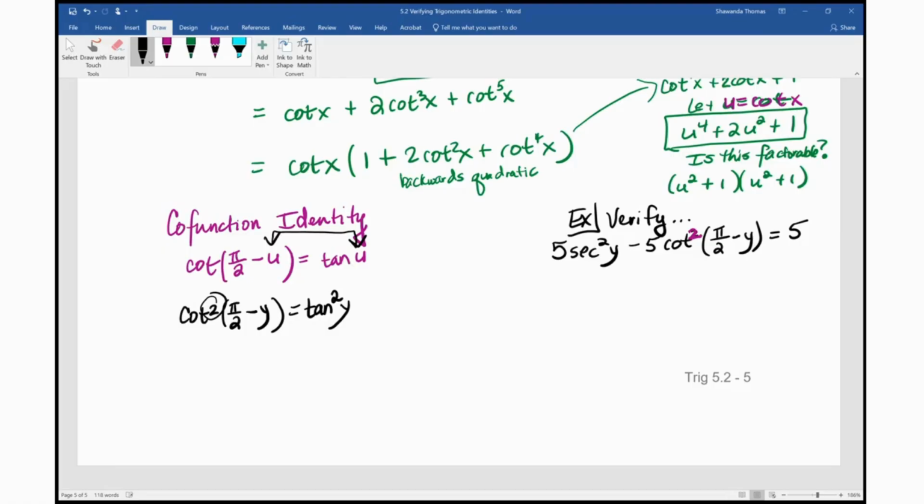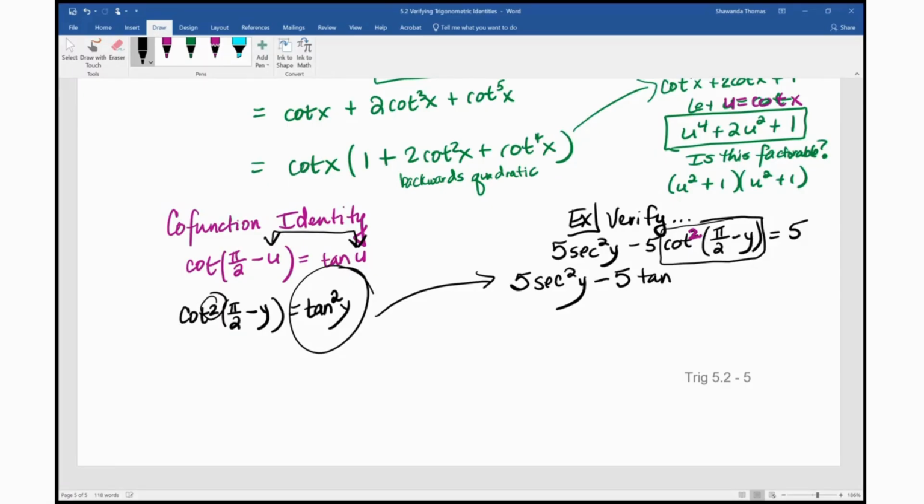All right, here we go. 5 secant squared y minus 5. I'm about to replace the left part of the co-function identity with the right side, which is tan squared y. We're trying to prove that this equals 5.